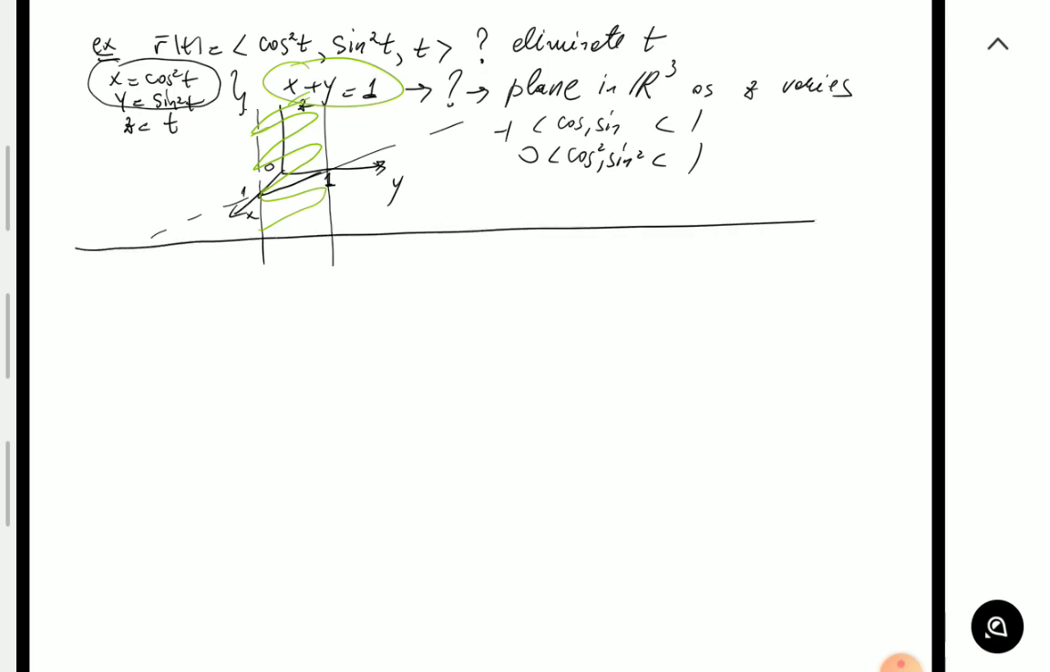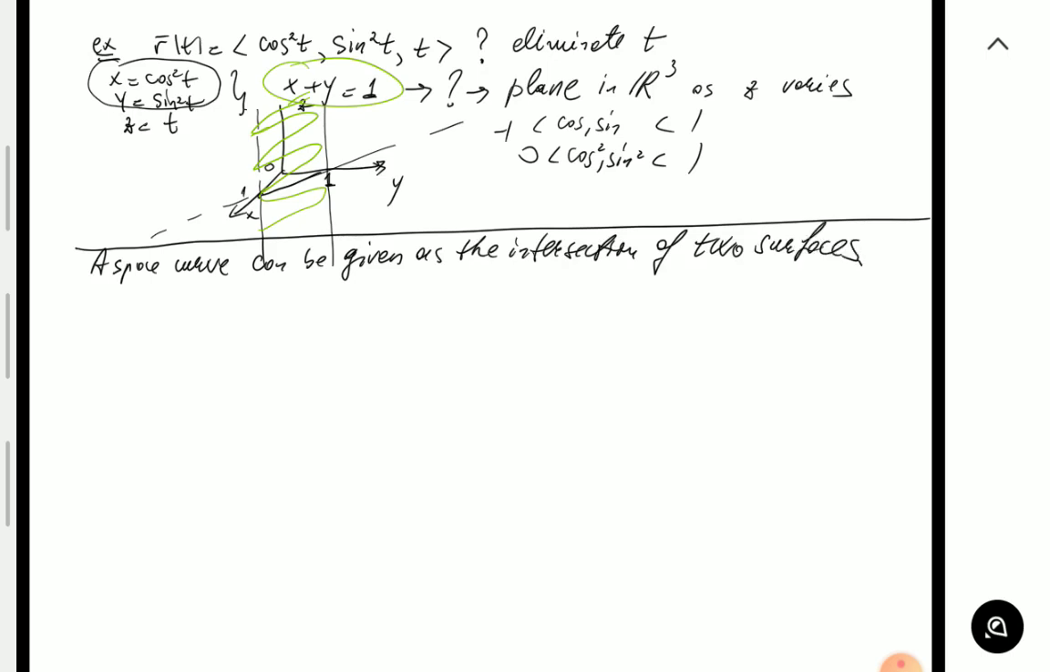Here's yet another example. Sometimes let's actually go in reverse, right? Because sometimes a space curve can be given as the intersection of two surfaces. And then the question is, can I come up with the vector function representing that space curve?